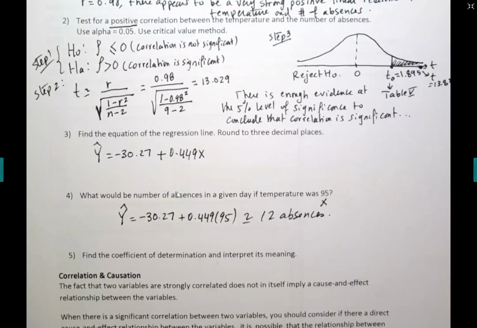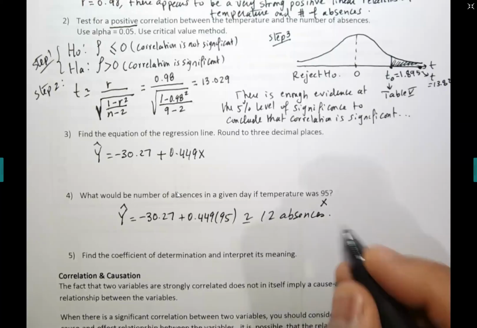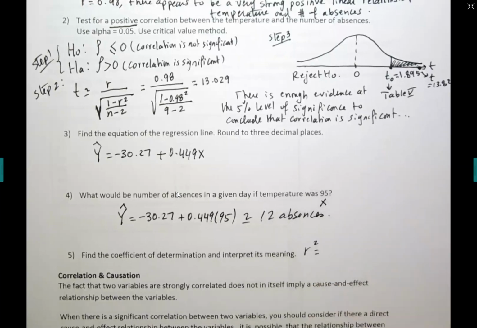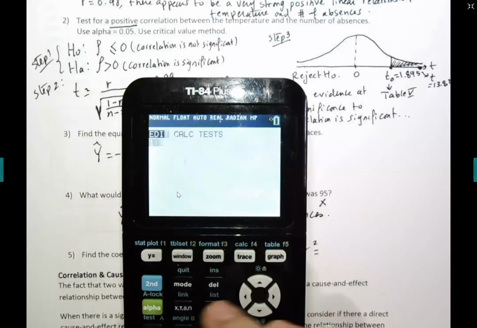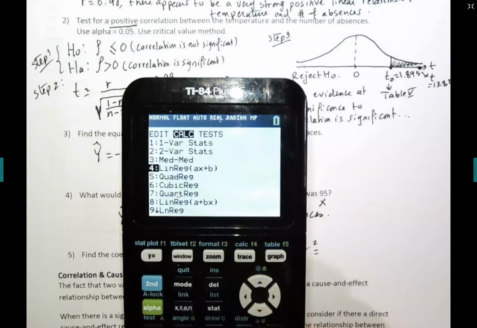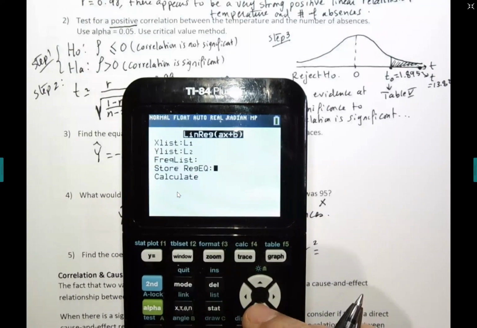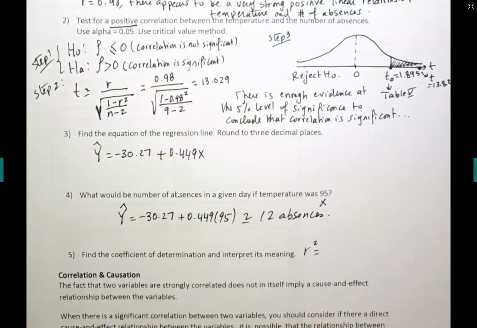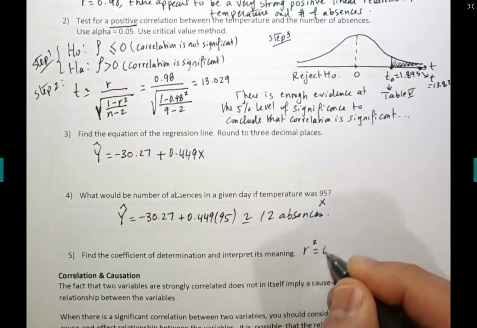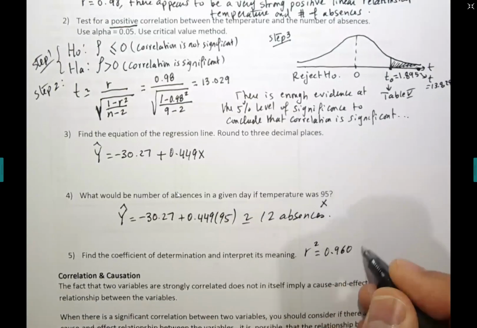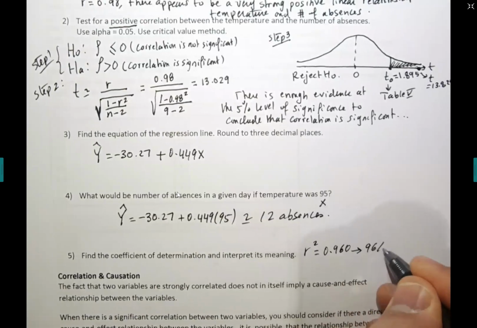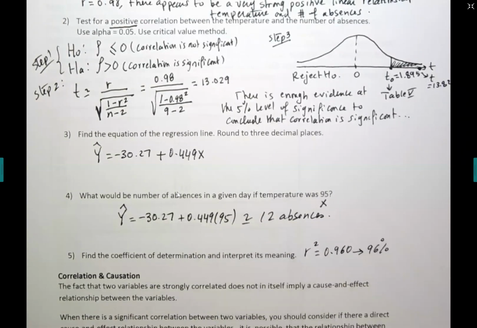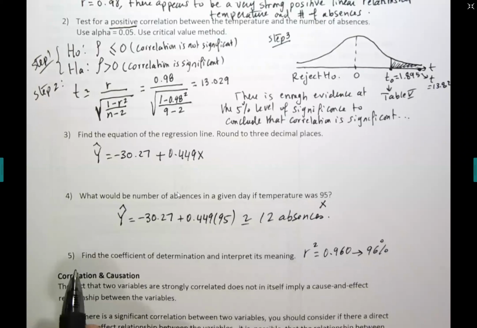And number 5, find the coefficient of determination R squared. You already have it. Here you go, stat, calc, or you can square R if you want. But if you don't want to do any work, watch. So R squared is 0.9604. I'm just going to do 3 digits, so 0.960. Change it to a percent, which is 96%. Okay, I'm going to write the conclusion. I didn't have room, but I will try to squeeze it in here.